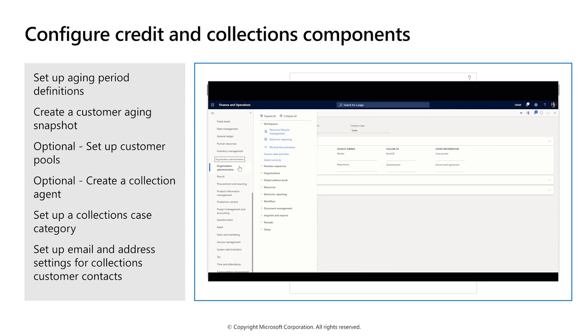If a collection contact isn't specified for a customer, the primary contact for the customer is used. If the primary contact isn't specified, email messages are sent to the first address that is listed on the contact page.